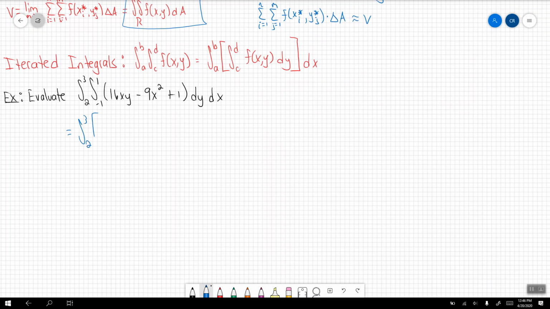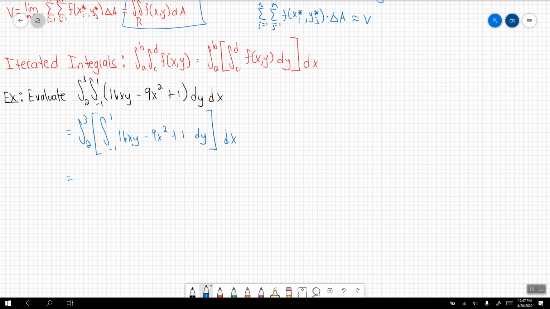That's from 2 to 3, and then we're going to work with the first integral here from -1 to 1, and this is going to be for 16xy minus 9x squared plus 1, and this is all dy. Now again, the whole purpose for us going through this whole process of partial derivatives is so that when we get to this part of double integrals, we get to play on the fact that an integral is just an antiderivative, and so what we then just have to do is find the antiderivative of this function with respect to y.